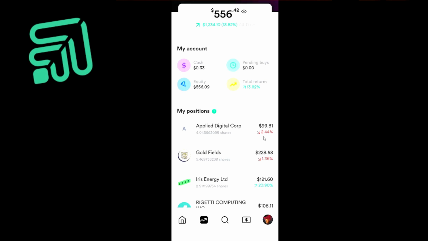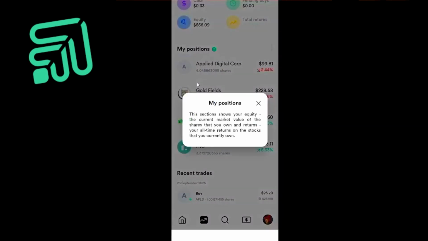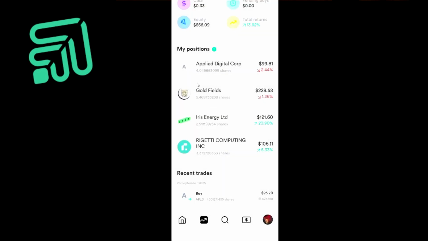And then again, your positions is on the bottom. So what are positions? This section shows your equity, the current market value of the shares that you own, and returns, your all-time returns on the stocks that you currently own. So there.